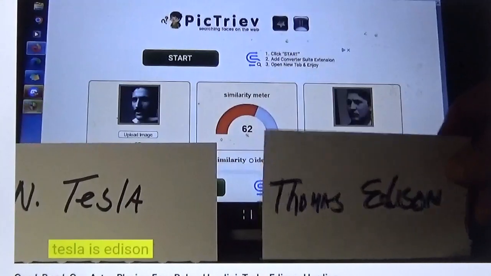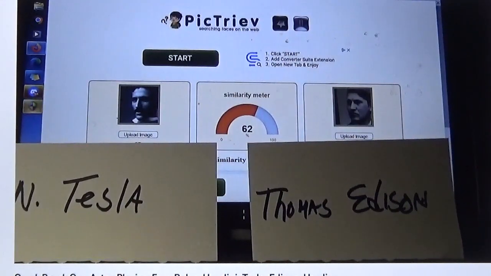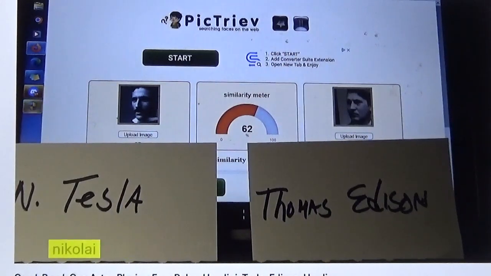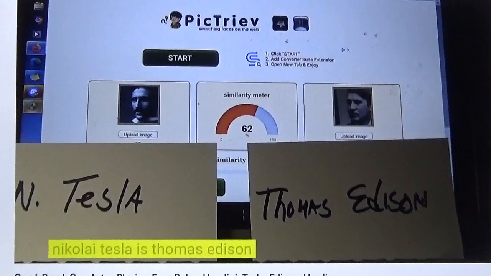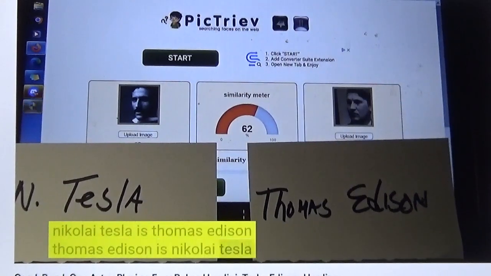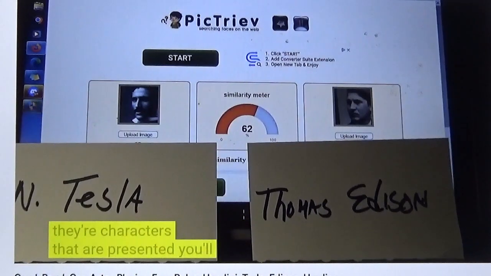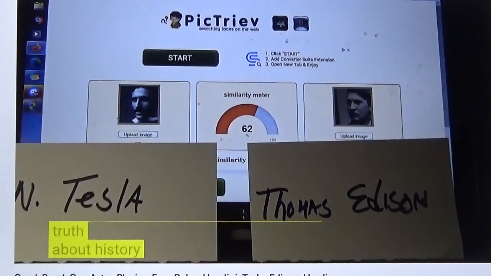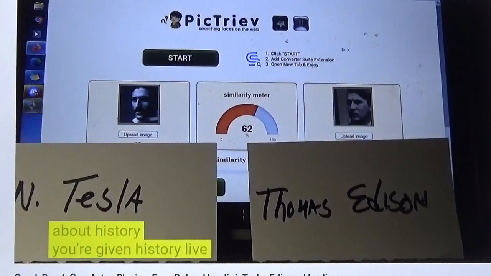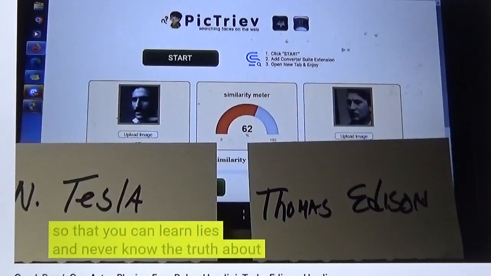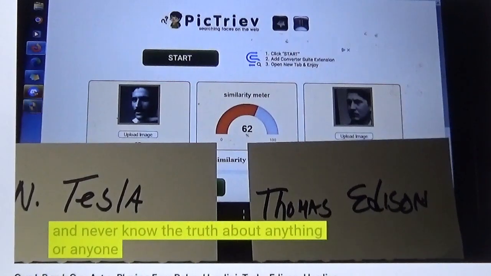Tesla is Edison. Tesla on the left, Edison on the right. Nikola Tesla is Thomas Edison. Thomas Edison is Nikola Tesla. They're characters. They're presented. You'll never know the truth about history. You're given history lie books so that you can learn lies and never know the truth about anything or anyone.